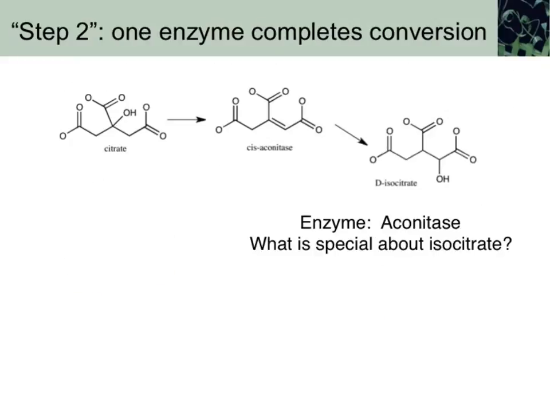Step 2, our enzyme is aconitase. What is special about our isocitrate? It's a good fun question I didn't ask already. Everybody's favorite section in OChem 1. And potentially even our favorite section from carbohydrates. It's like, I love this one section.